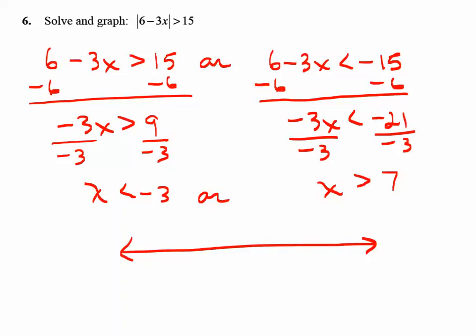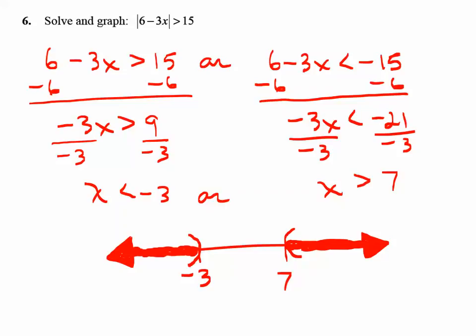Alright, so graphing this here, negative 3 over here, 7 on the other side, it's going to be a parenthesis going off to the left. X greater than 7 is going to be a parenthesis going off to the right. And again, can you write it in interval notation? We got ourselves a negative infinity, because it goes off to the left, to negative 3. Because there's a break there, there's a union, 7 off to positive infinity.